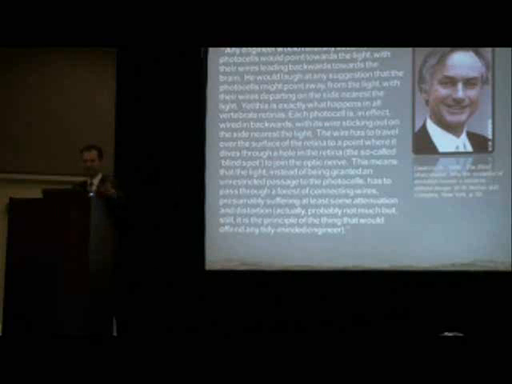Any engineer, according to Dawkins again, would naturally assume that the photocells would be pointed toward the source of light with their wires leading backward toward the brain. He would laugh at any suggestion that the photocells might point away from the light with their wires departing on the side nearest the light. Yet this is exactly what happens in all vertebrate retinas. Each photocell is, in effect, wired backwards, with its wire sticking out the side nearest the light.